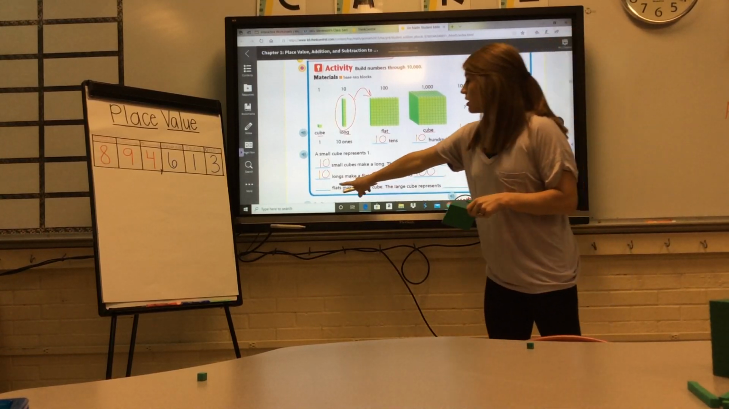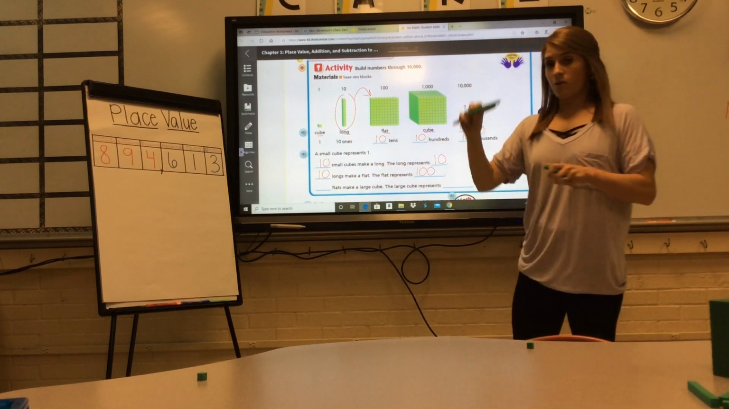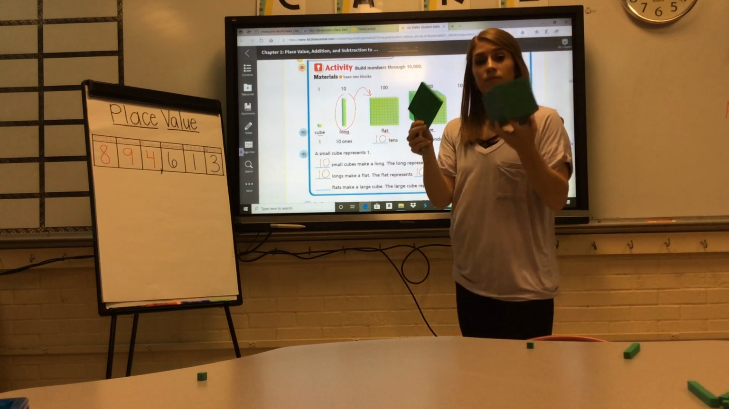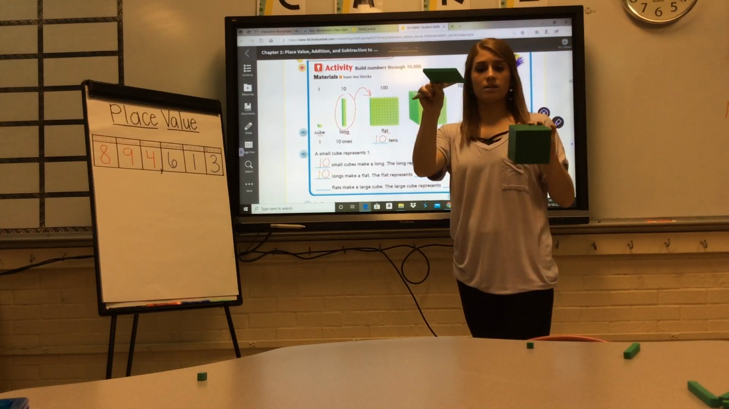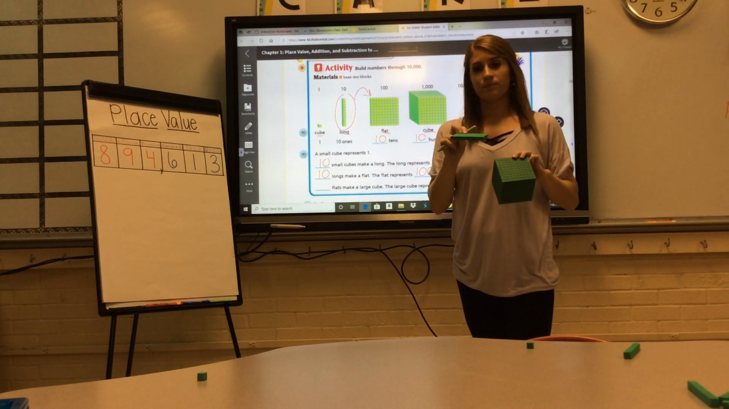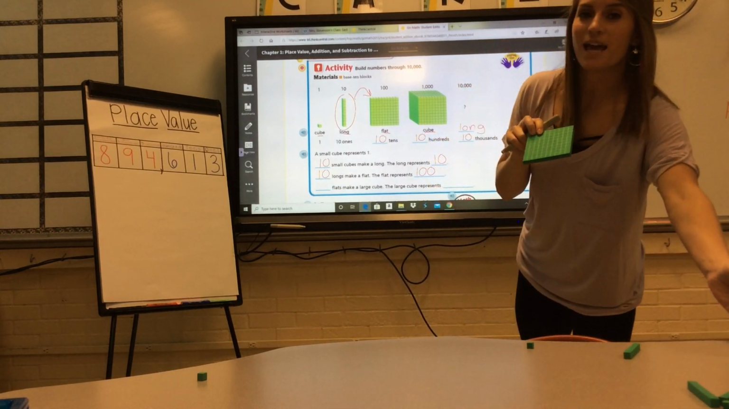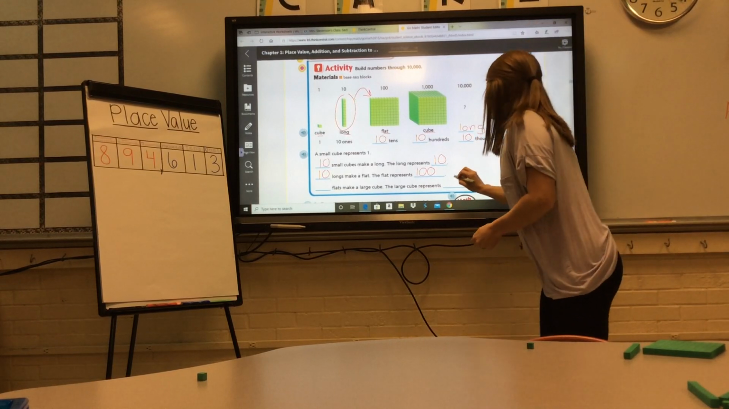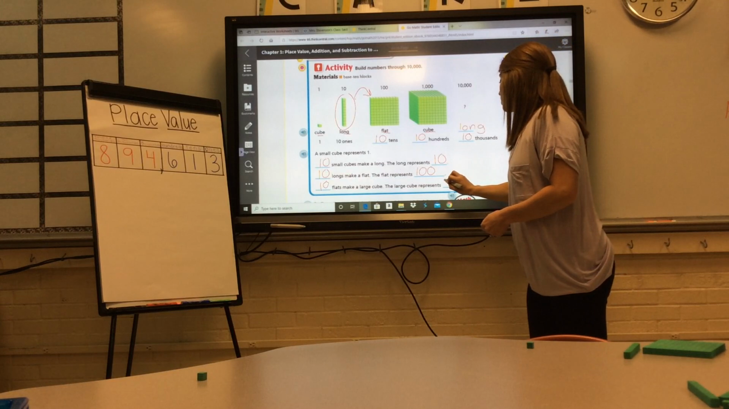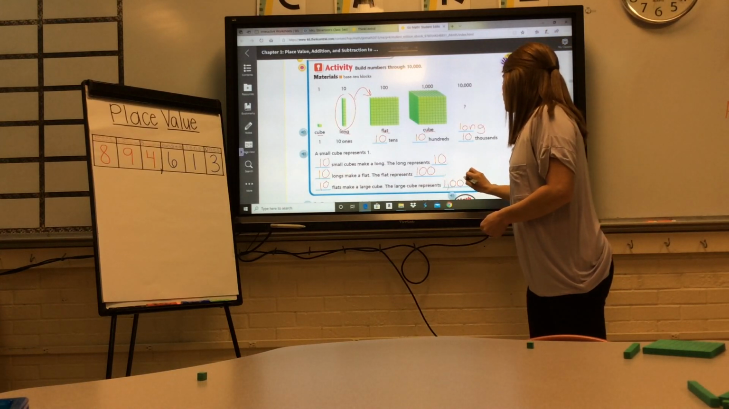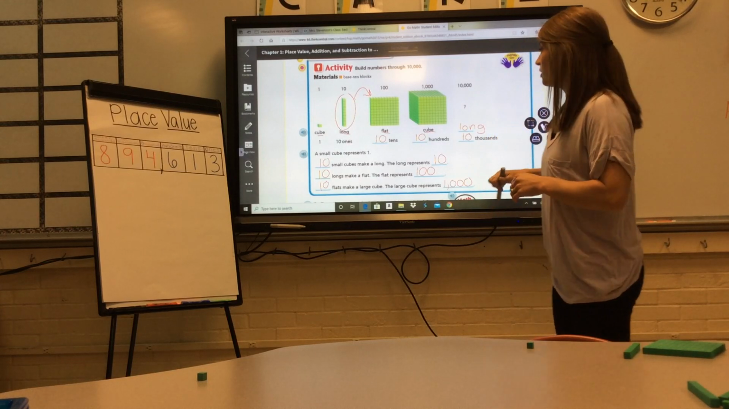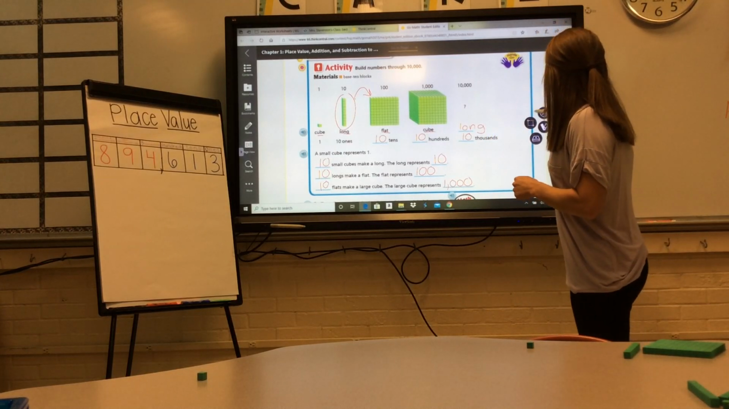And now they want us to say how many flats, so how many of these, did we say it would take to make this large cube? How many hundreds would it take to make 1,000? Very good. We said it would take 10. Great job. So 10 flats will make a large cube, which represents 1,000. Very good. All right. Moving on.